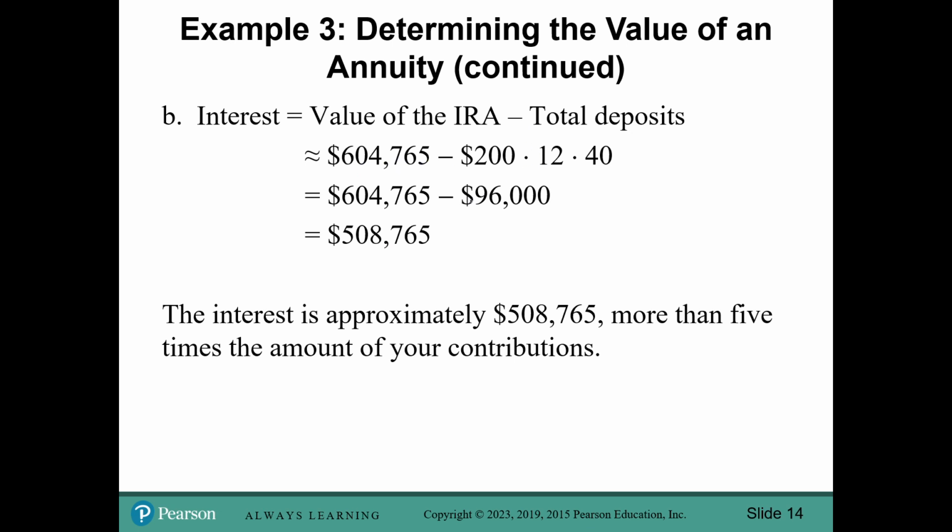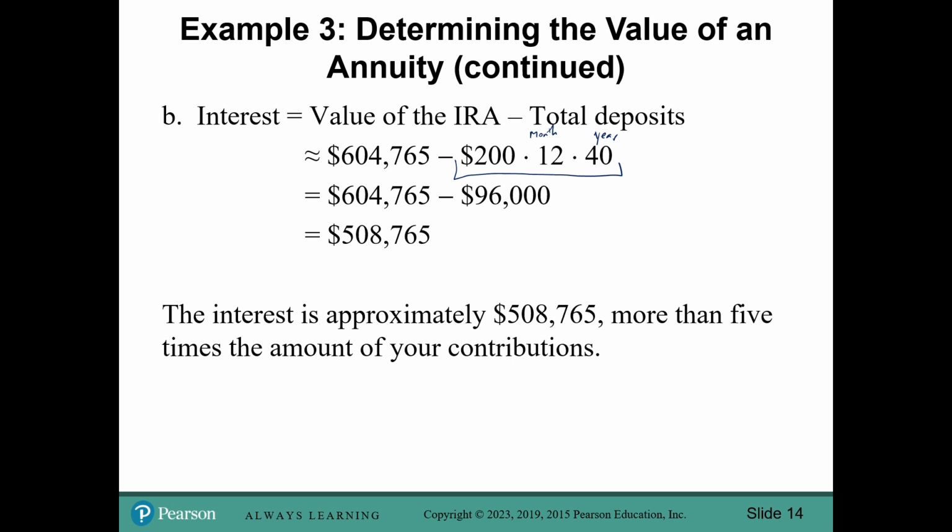We want to subtract the total deposits. Now this makes up our total deposits here. This is broken down into what we pay per month times the number of months per year. That's your 12 times the number of years, right? So 12 comes from the month, 40 comes from the year. This is our investment, right? $200 per month. So what we wound up investing over our 40-year period was $96,000.